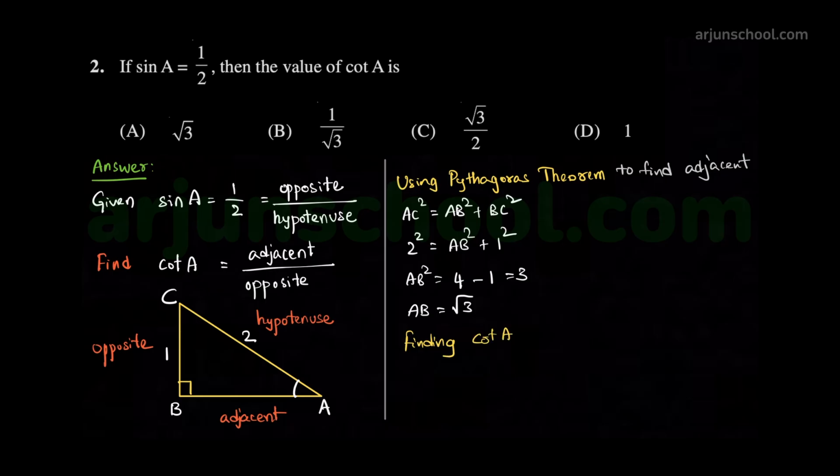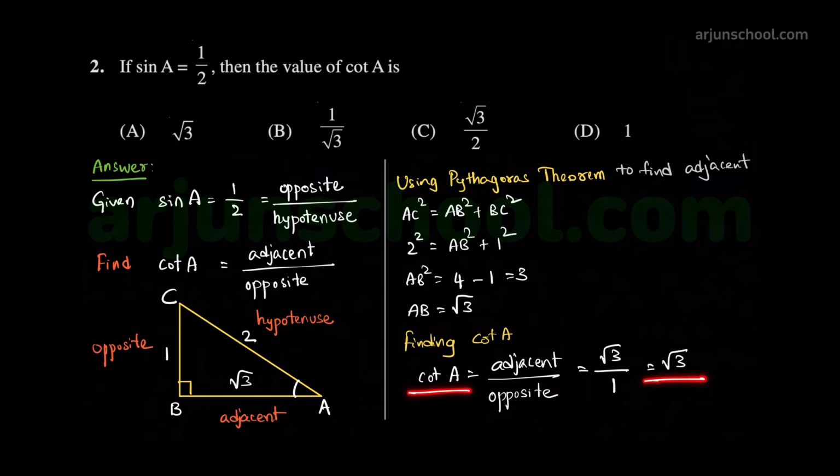Now let us find cot A. Cot A is equal to adjacent side by opposite side. What is the adjacent side? AB is root 3 units divided by opposite side 1, that is equal to root 3 units. Therefore, cot A is equal to root 3 units.